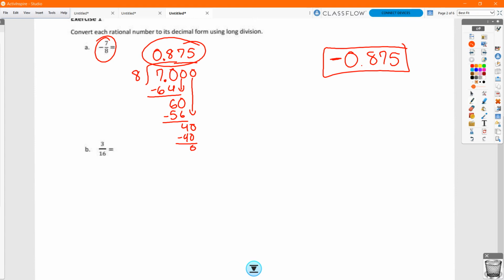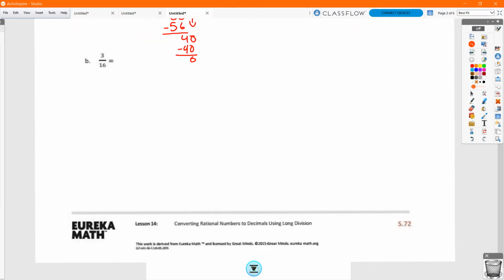Okay. Let's look at part B. 3 divided by 16. This is positive. So I'm not worrying about any negatives here. Now I'm just worried about the positive. They're just finding out what the answer is. So 3 divided by 16. Okay, well 16 can't go into 3, so that's a 0. We add our decimal, and we shoot it straight up so we don't forget.